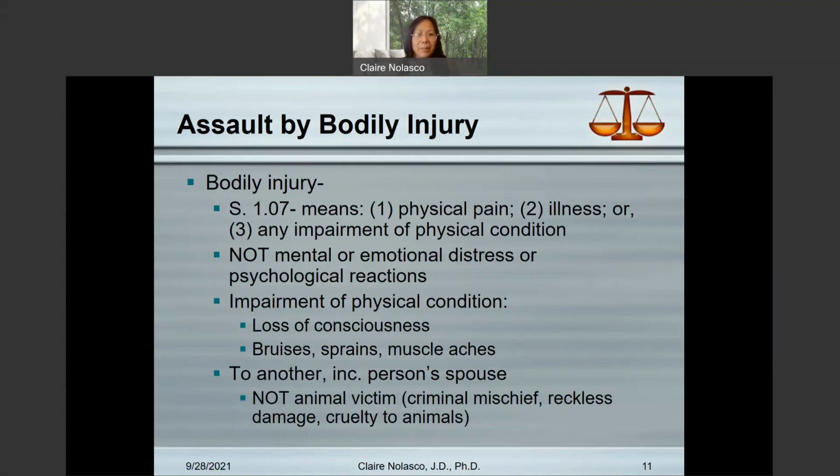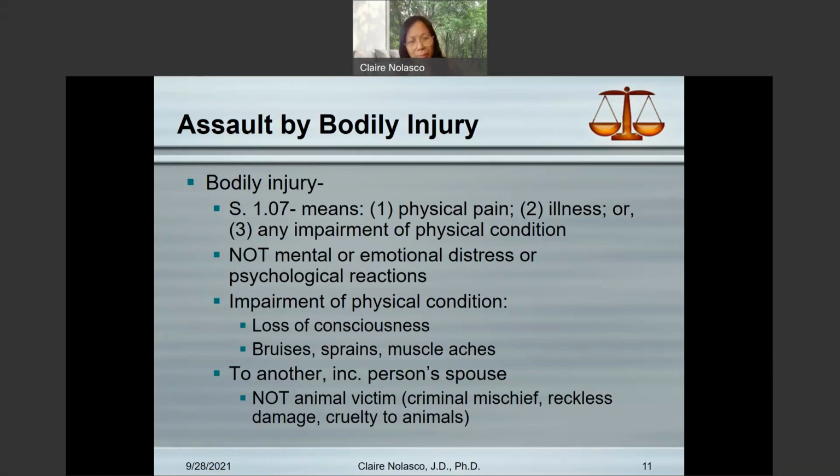What does impairment of physical condition mean? I'll give you examples. Loss of consciousness, bruises, sprains, and muscle aches. Anything that doesn't make you feel well or feel whole or feel normal, that would be an impairment of physical condition.